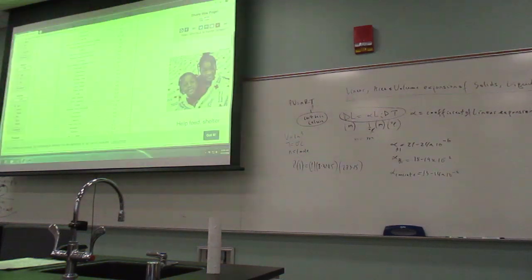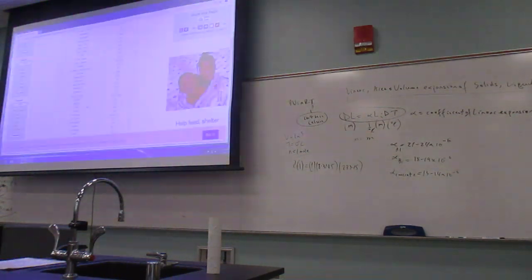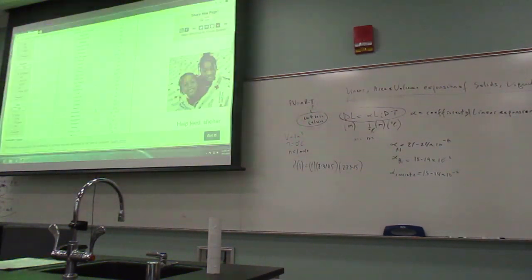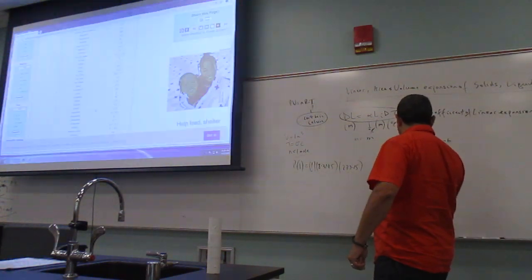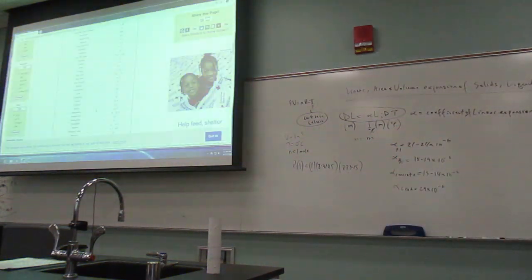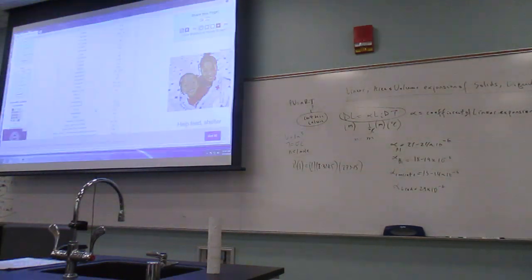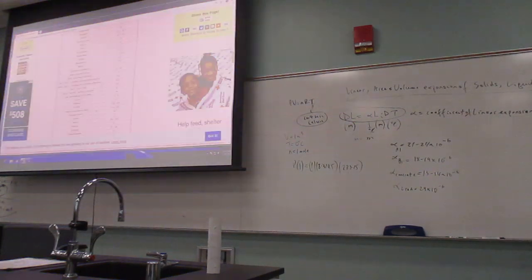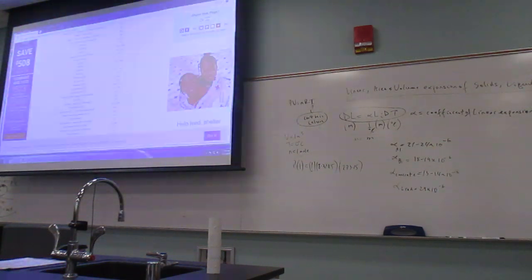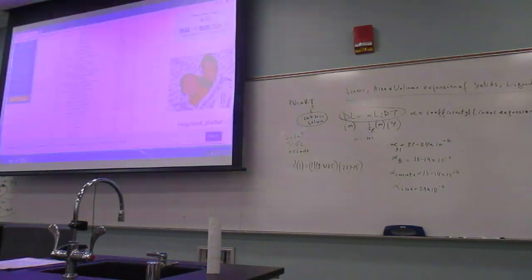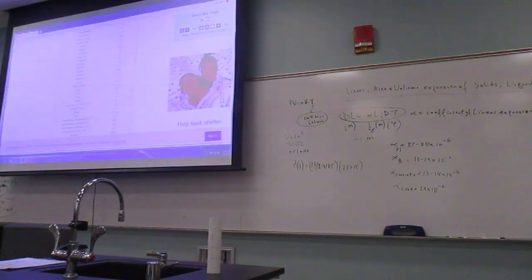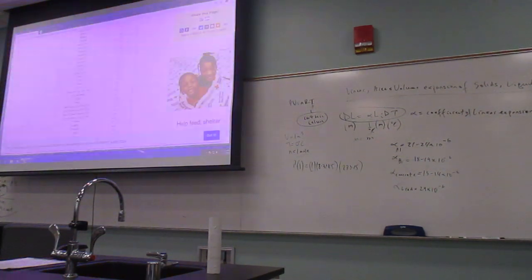Granite, 7.9. Iron, lead is 29. That's pretty big. Polycarbonate, 130. Silicon, silver, sodium, steel. Steel is not too big.